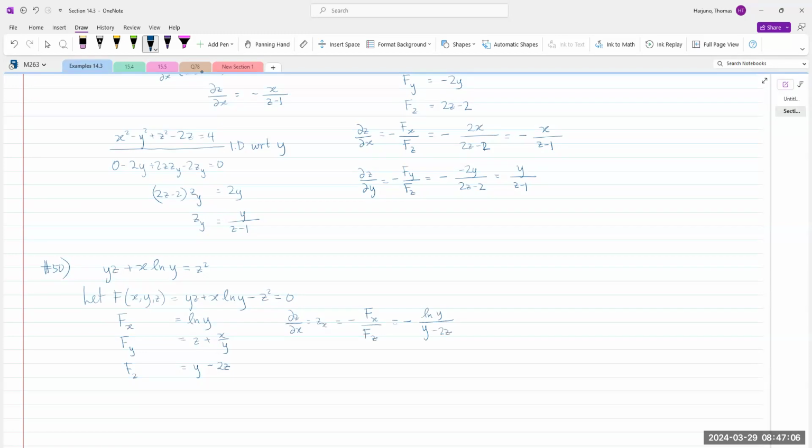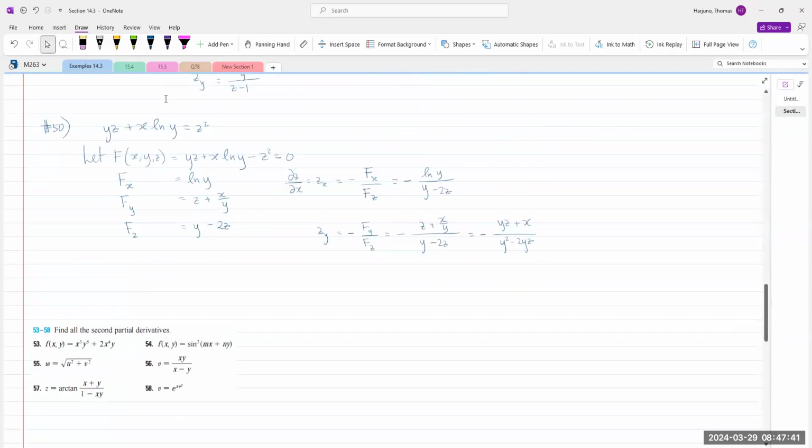Yeah, it's basically just using formulas, huh? Okay, this is partial with respect to y over partial with respect to z, which equals negative of (c plus x over y) divided by (y minus 2z). Let me multiply the top and the bottom by y. So (yc plus x) over (y squared minus 2yc).